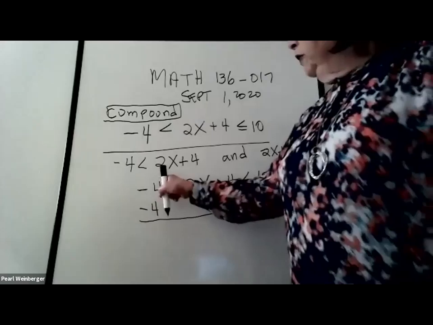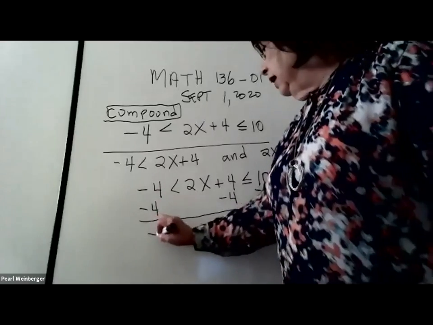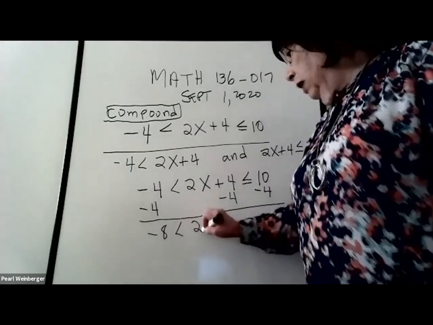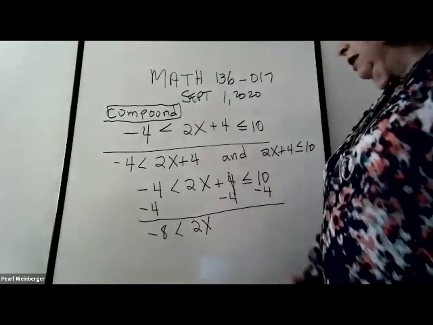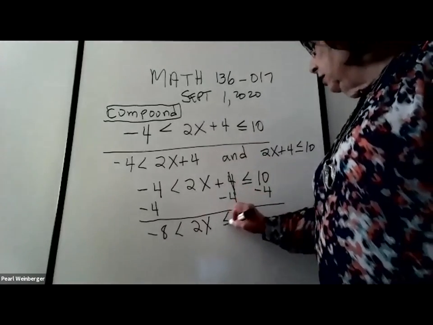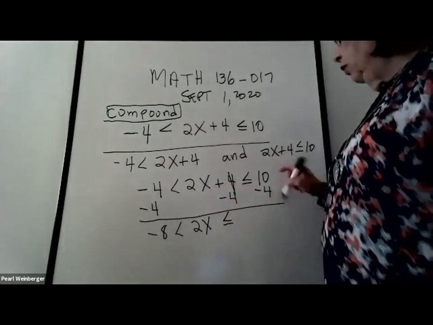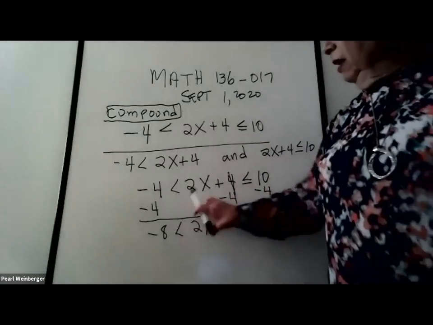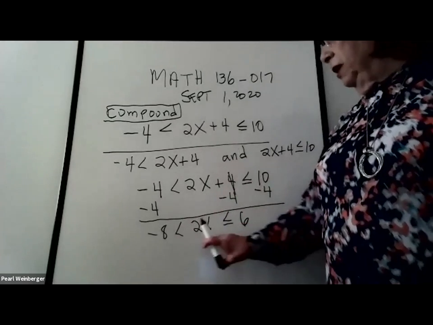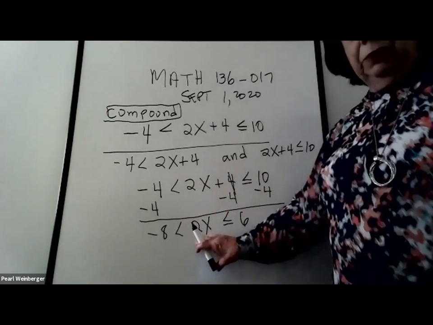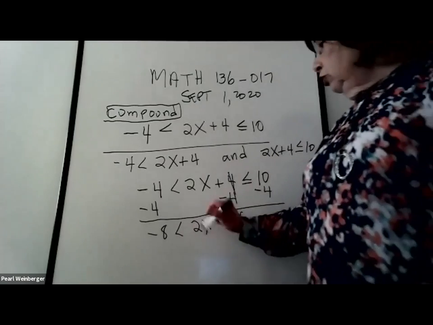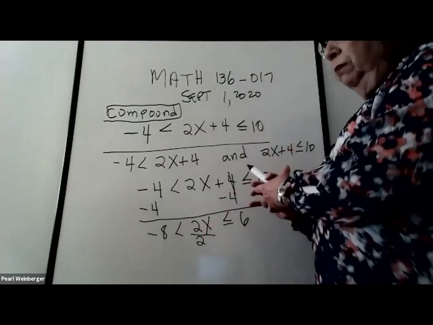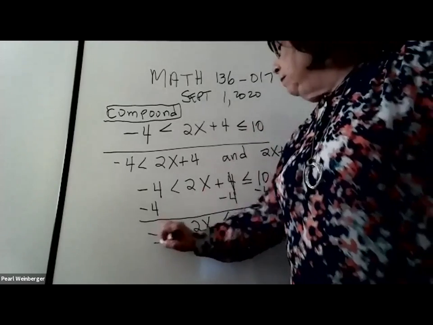Okay, so if I do -4 minus 4, that gives me -8. This stays less than 2x, because the 4 has canceled out. And this stays less than or equal to 10 minus 4, which is 6. So I've gotten what's in the middle here simpler. I don't have that 4, but I still have a 2x, and I want to get just a plain x. So what I'm going to do is divide this by 2. But remember, whatever I do in the middle, I have to do the same thing at both ends.